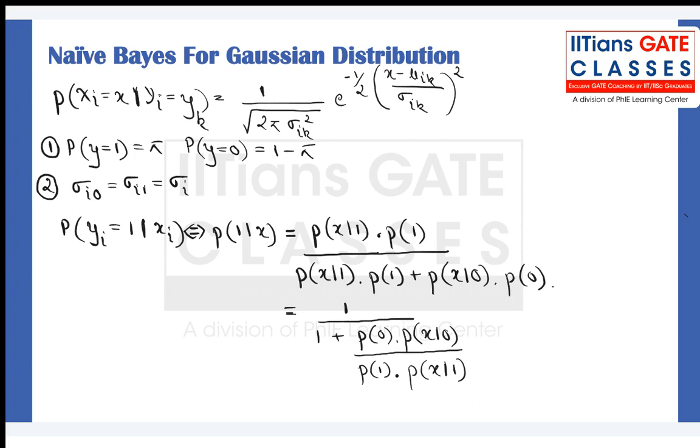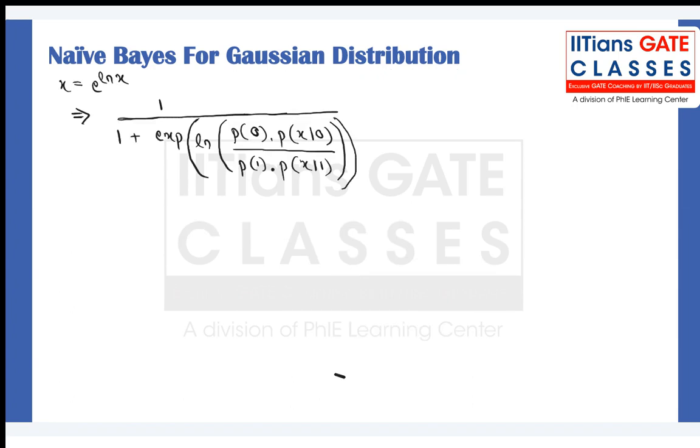Okay. So once I did this, I applied the property that x I can write as e to the power ln x. So I've just written the entire denominator section, which is P of 0 into P of x given 0, divided by P of 1 into P of x given 1, in the form of e to the power ln of this.